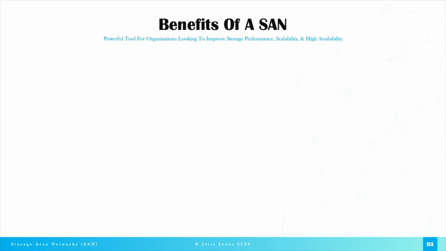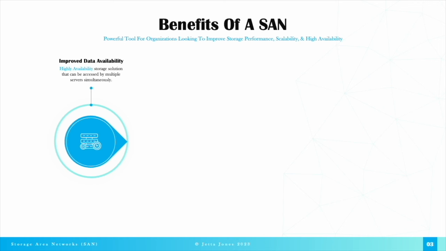So we're going to talk about some of the many benefits of a SAN. SANs are excellent for helping organizations improve their storage performance. They're highly scalable and they have advanced features such as high availability. Organizations run their most critical workloads on a storage area network, even though they can be very costly to implement because they require specialized hardware. In most cases, they are somewhat complex to manage, and you need specialized technical resources to manage and maintain a storage area network. So you find these in many enterprise organizations because of these types of capabilities.